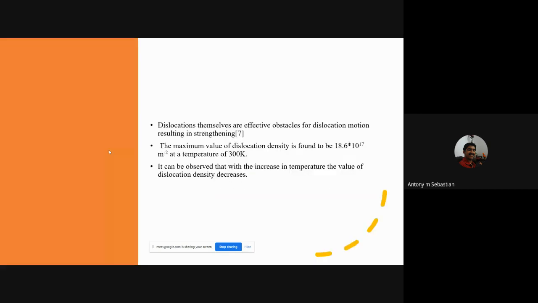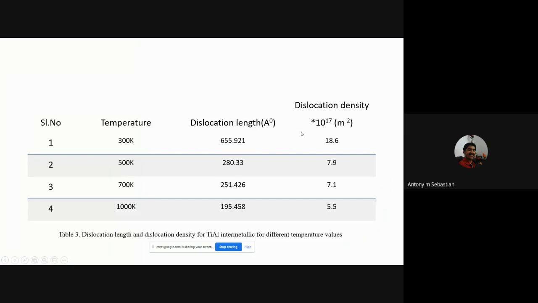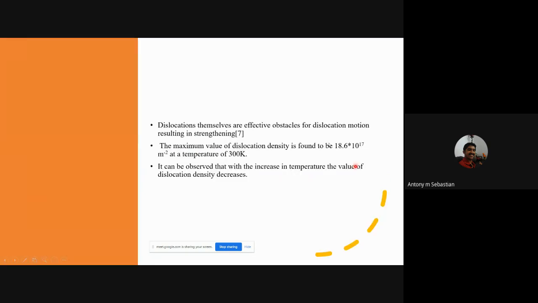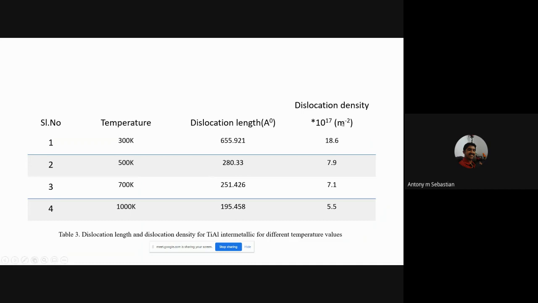So this is the description of that case: dislocations are effective obstacles for dislocation motion, and they result in strengthening. The maximum dislocation density value is found to be 18.6, and that's why we observed the highest peak stress value at 300 Kelvin. And it was observed that with increasing temperature, the value of dislocation density decreases from 18.6 to 5.5 into 10 raised to 17 per meter square.